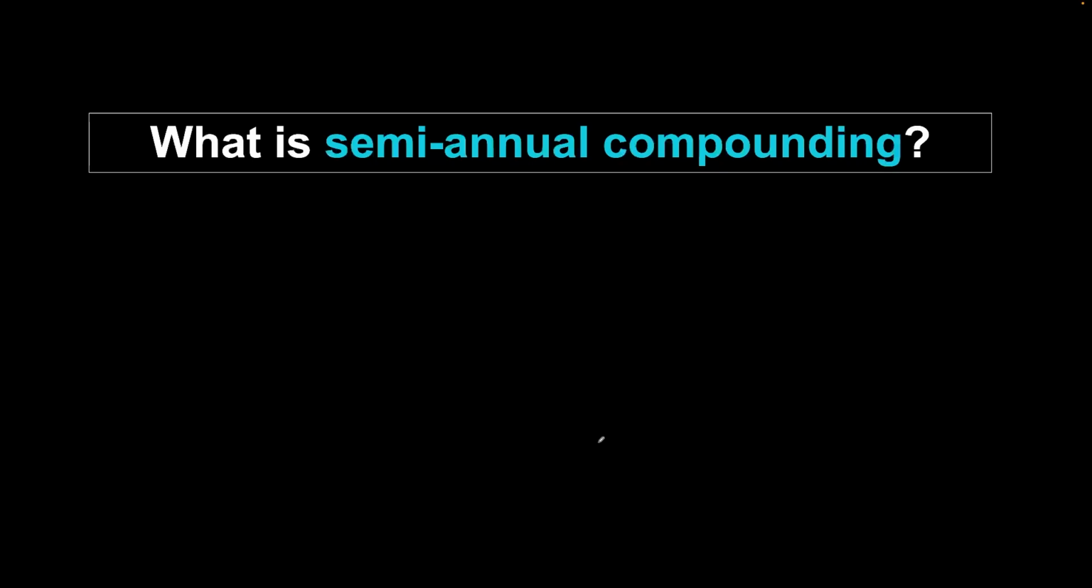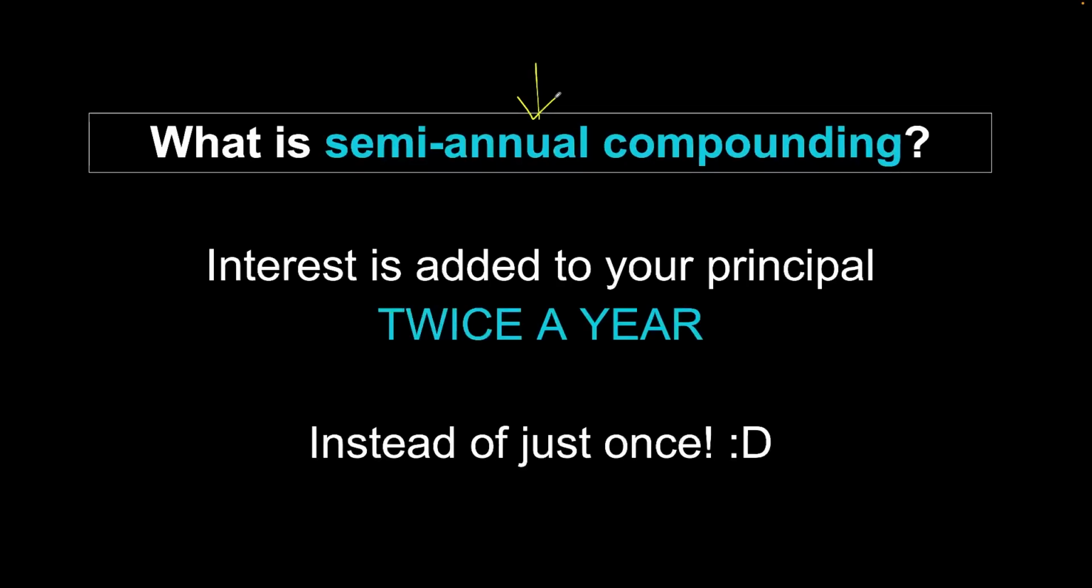What Bank 2 does is known as semi-annual compounding. So what is semi-annual compounding? It is the idea where interest is added to your principal twice a year instead of just once. And that actually gives you a slight bit more interest overall than adding it just once a year. Let's understand it mathematically as well. In a 1 year timeline, this is what would happen.